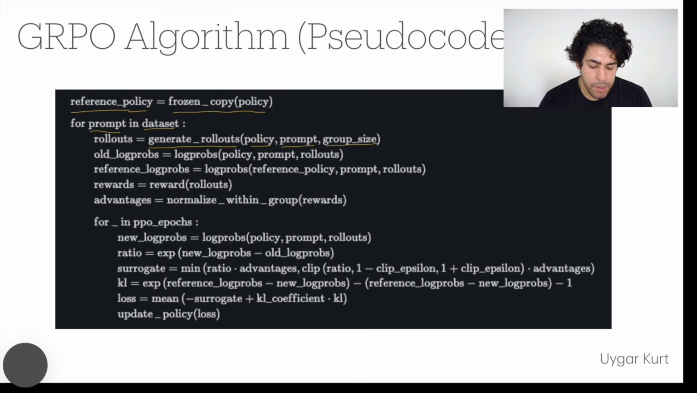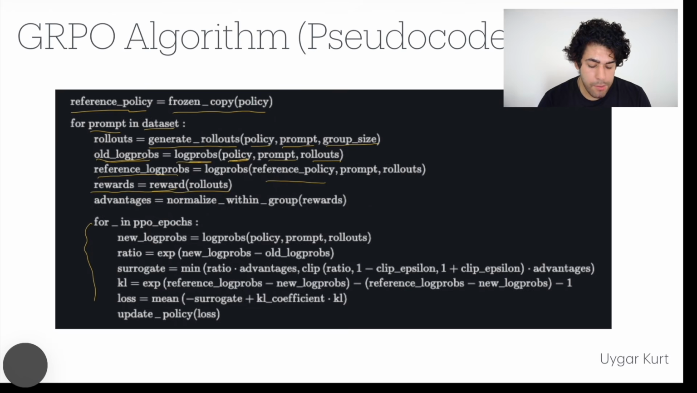Like we discussed, we start by calculating the log probabilities. For the old log probabilities, we will have a function called log probs, which will take policy, prompt, and rollouts, and it will return us the log probabilities. We give the policy before this loop, so it will be old log probabilities. We give the reference policy, so it will be our reference log probabilities, and then we will calculate the rewards for those rollouts, and we will have a function to do that.